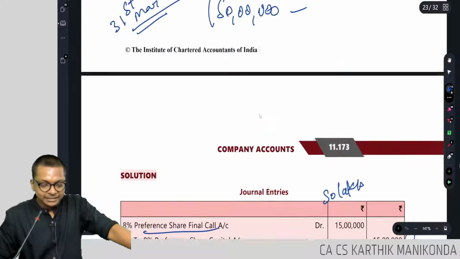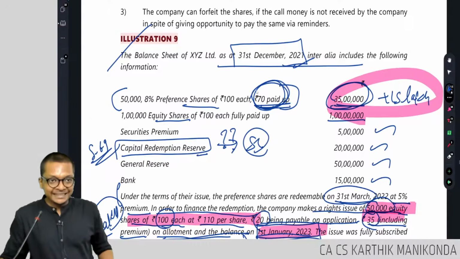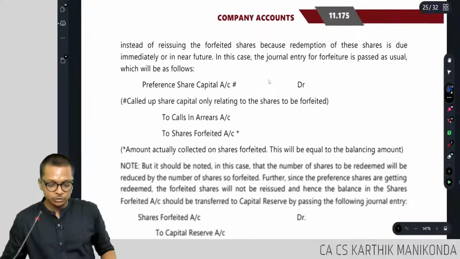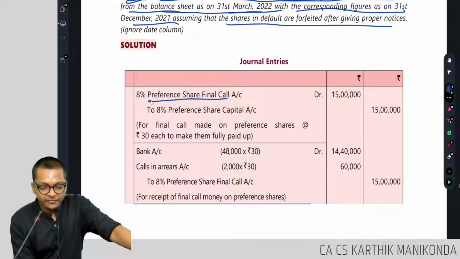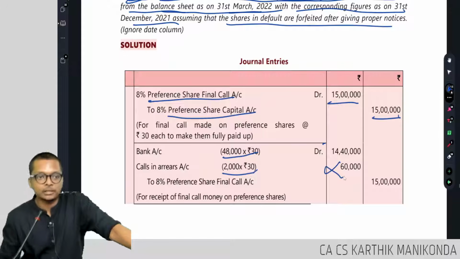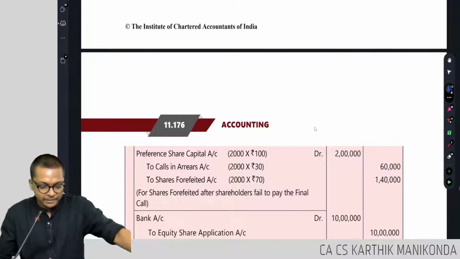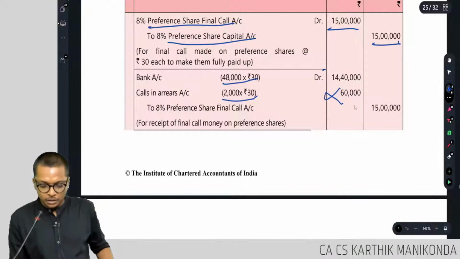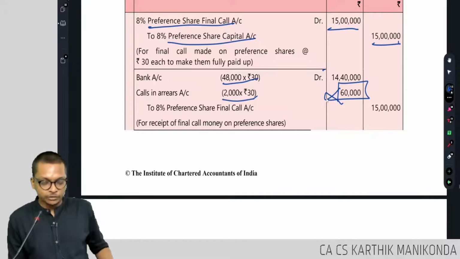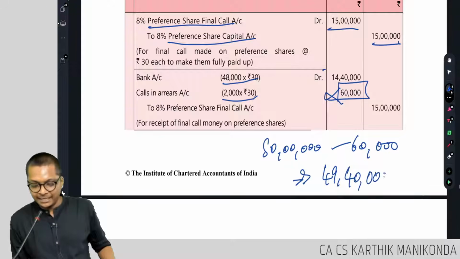So in the starting, the preference shareholders had to pay 70 rupees, 30 rupees unpaid. In the 30, 2000 is not paying. So they are asking that, perfect. So preference share final call to share capital 15 lakhs. In that 48,000 paid the 30, 2000 into 30 did not pay. Therefore, my new preference share capital will be how much, guys? Minus 60,000. So from 50 lakhs, how much is not paid? 60,000. You will be left with 49 lakh 40,000.